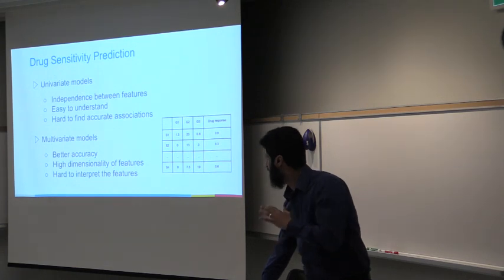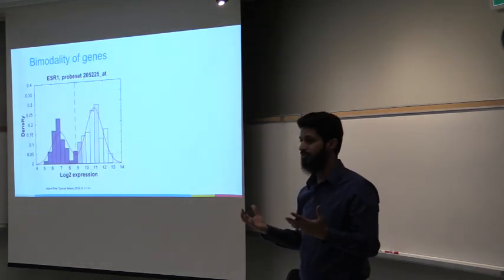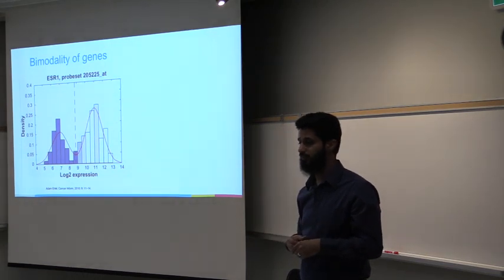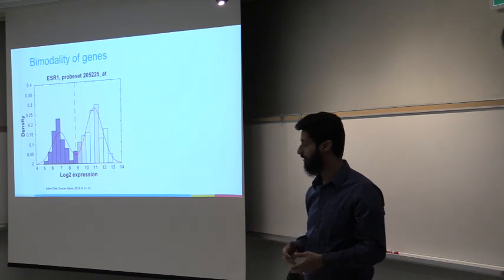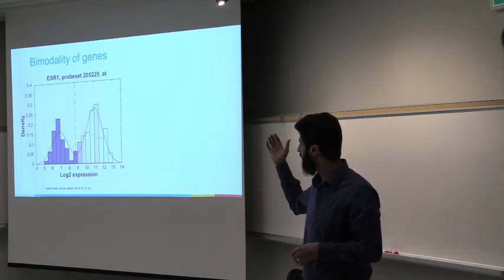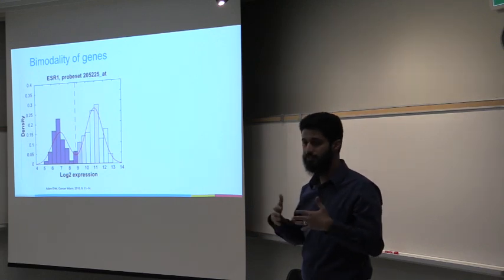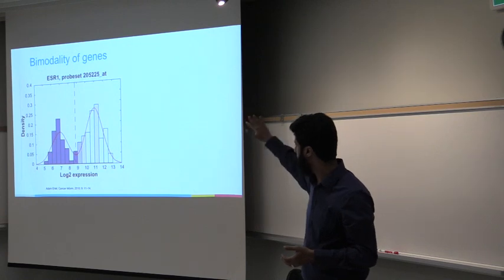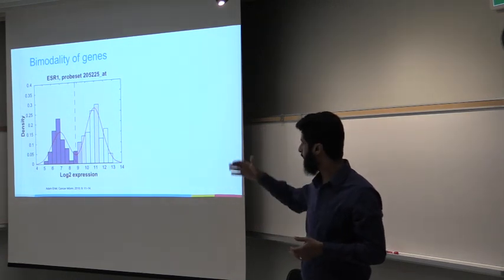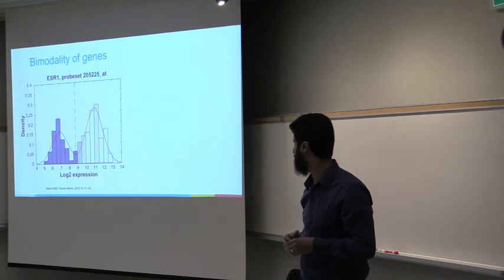So we try to find the best of the two worlds, and in order to find easy to interpret features, we look at the concept of bimodality of genes that has been used in different applications. For example, it has been used to classify cell lines or samples of breast cancer into ER positive and ER negative based on the bimodality distribution of ESR1, which is the gene coding for the estrogen receptor.